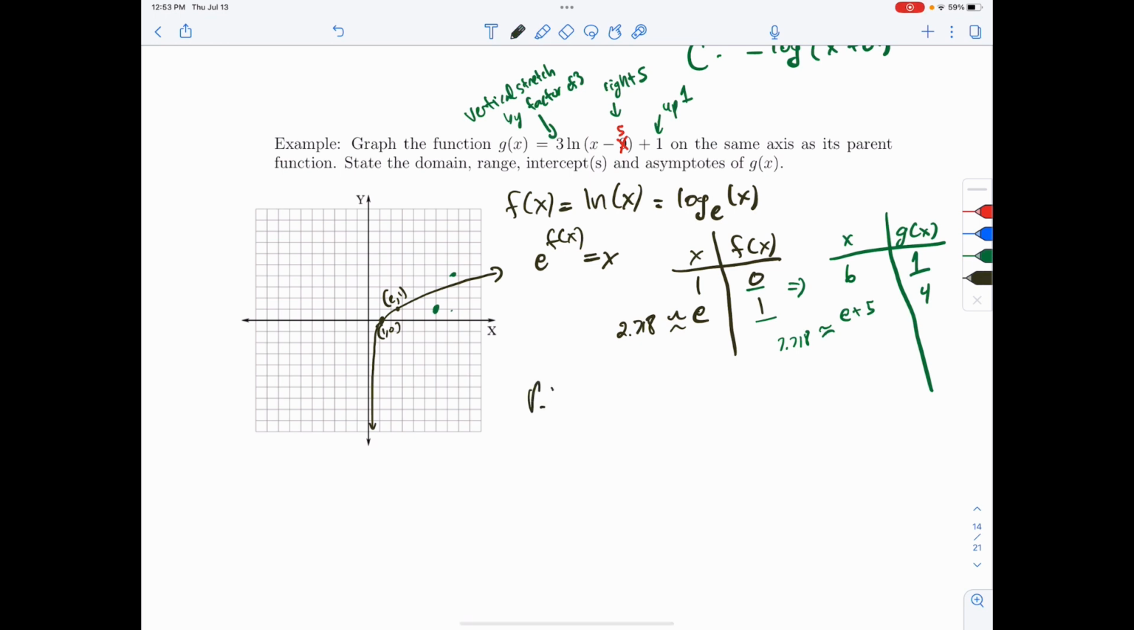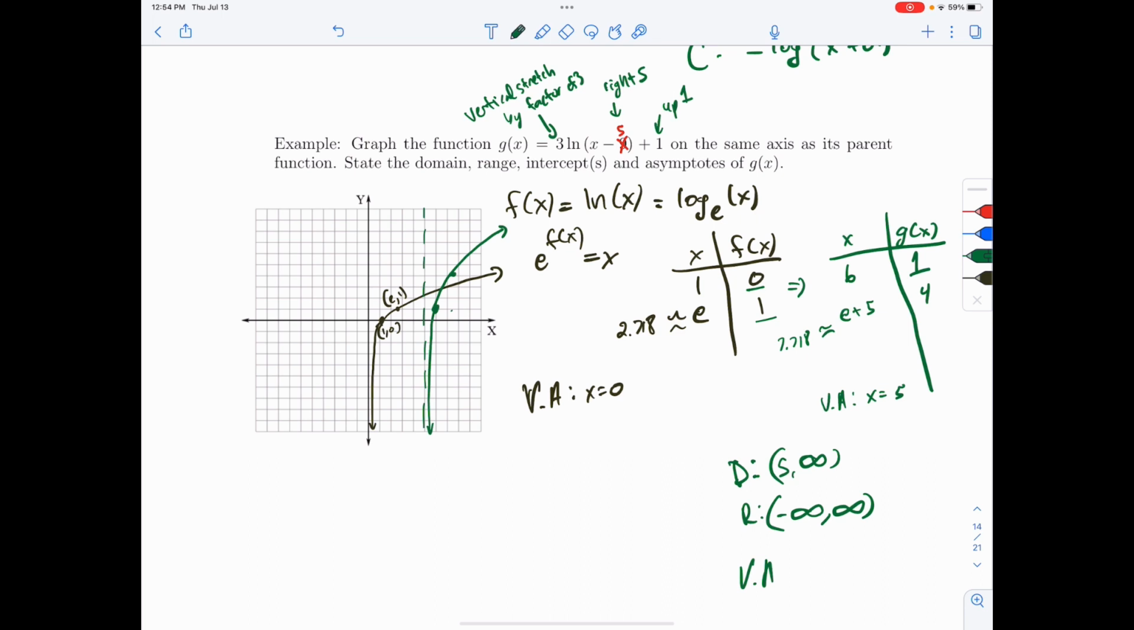Before, the vertical asymptote was x equals 0. On this new graph, I'm moving it over 5, so x equals 5 is the new vertical asymptote, right here. So my graph looks something like that. It's a little steeper, and that's what it's going to look like. The domain for this graph is from 5 to infinity. The range is all real numbers, and the vertical asymptote is x equal to 5.